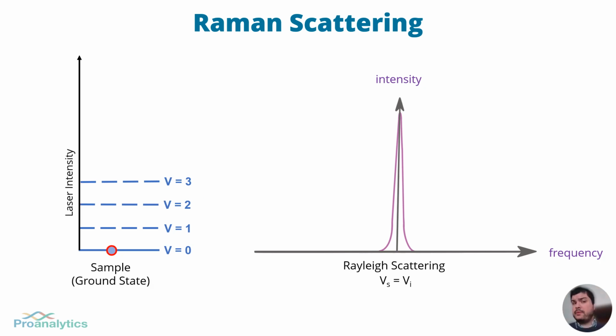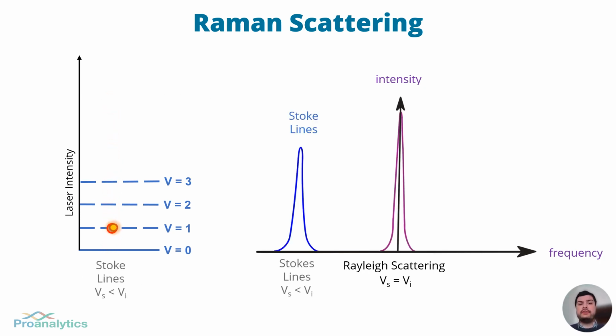Raman spectroscopy, on the other hand, measures the tiny proportion of the photons that are scattered inelastically. The vibrational state of a molecule can be excited to an energy level above the ground state by a photon that loses energy during the Stokes scattering event.